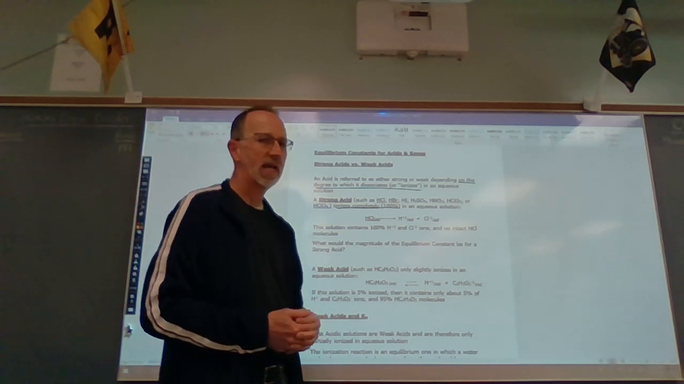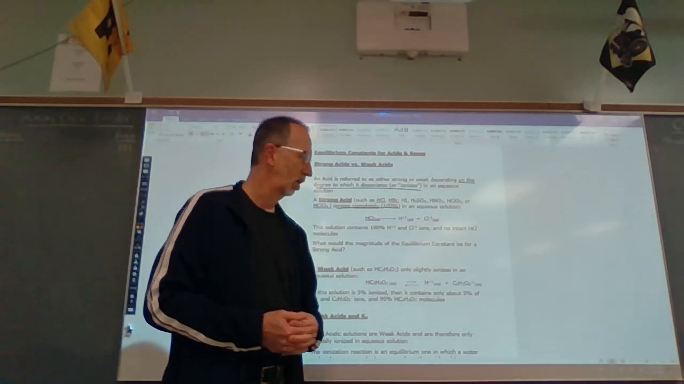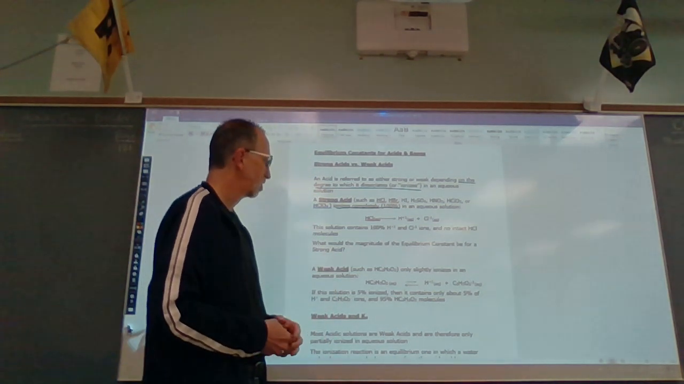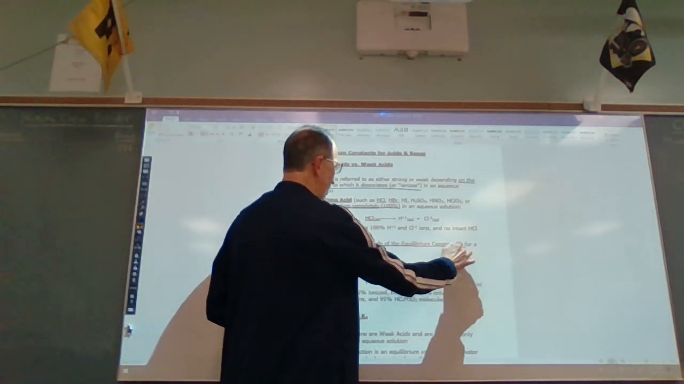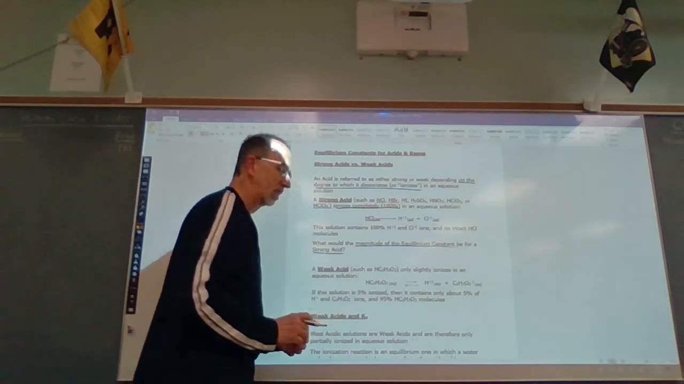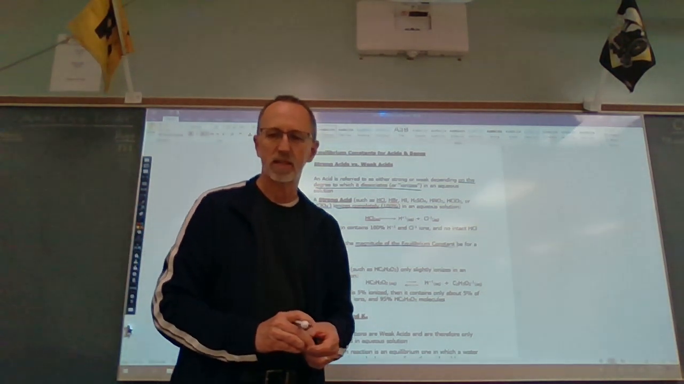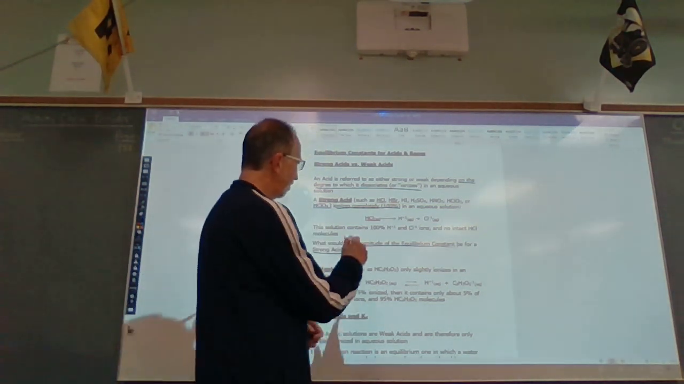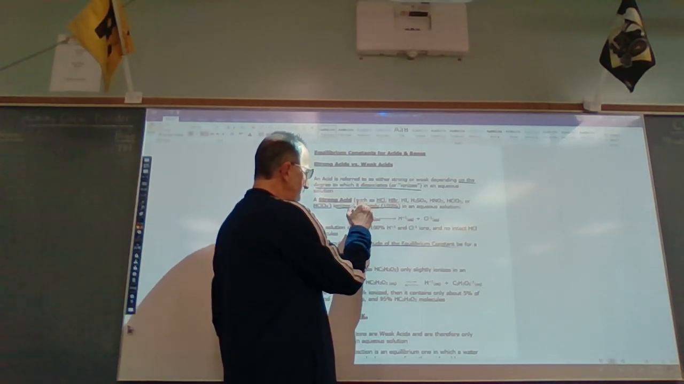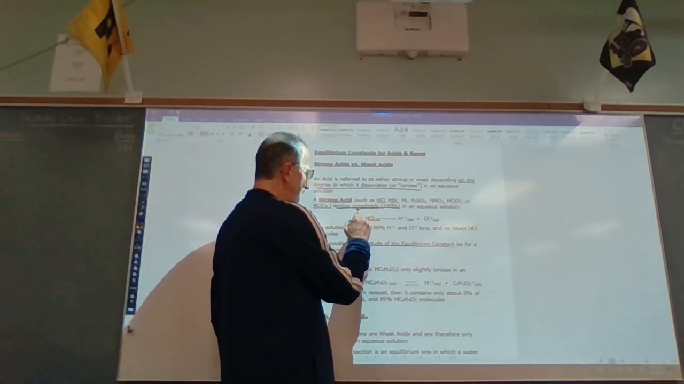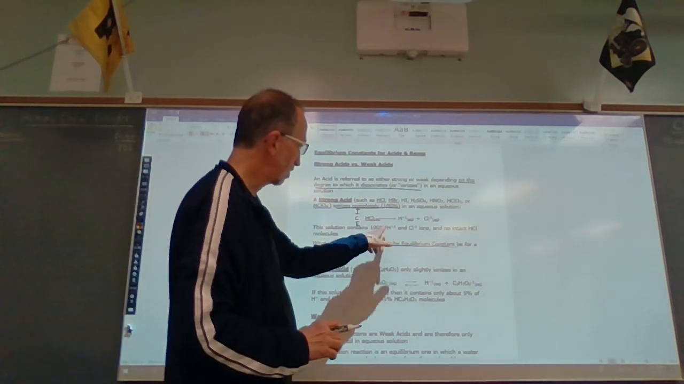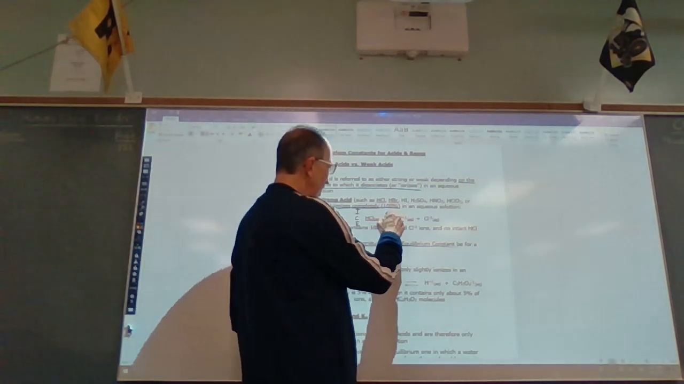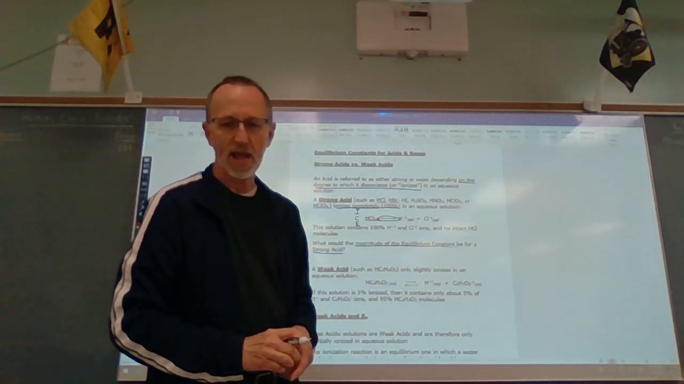Let's take a look at that a little more closely. I have a question here that says, what would the magnitude or the value of the equilibrium constant K be for a strong acid? Well, let's take a look at that mathematically, shall we? I'm just going to do a little bit of an ICE chart here for this reaction, even though, as we can see here, it's not at equilibrium. It just goes forward.